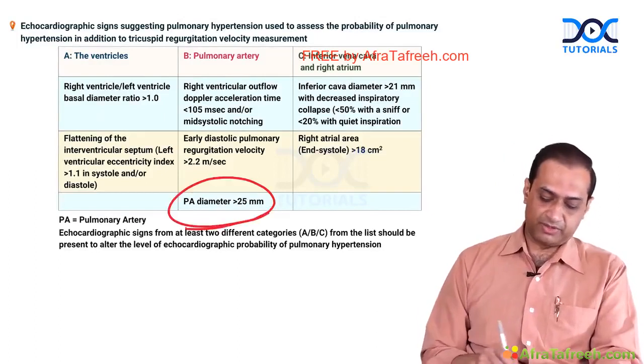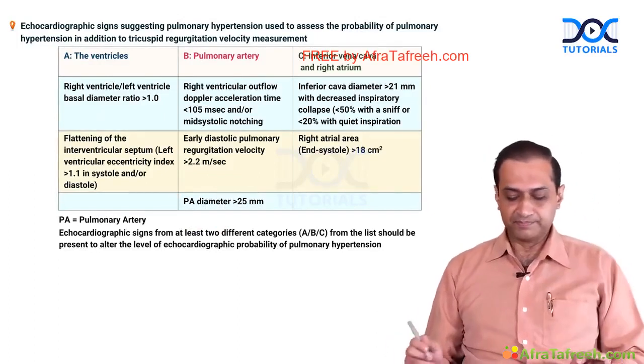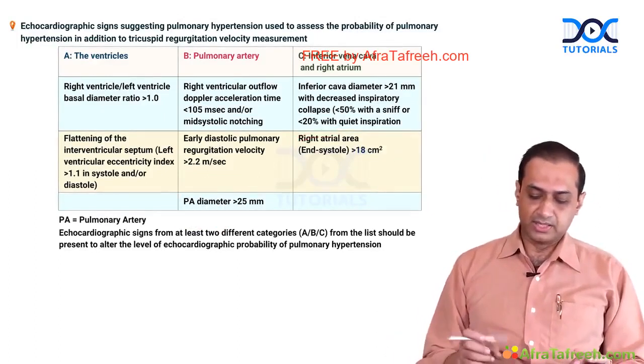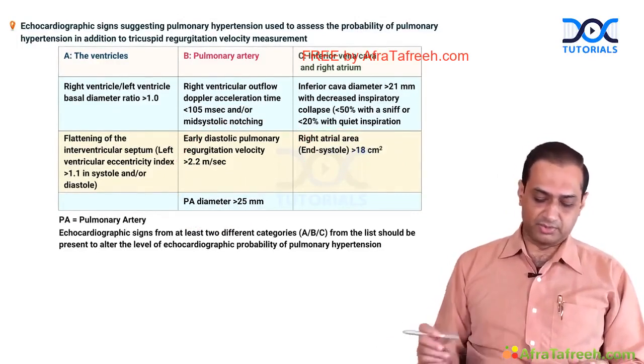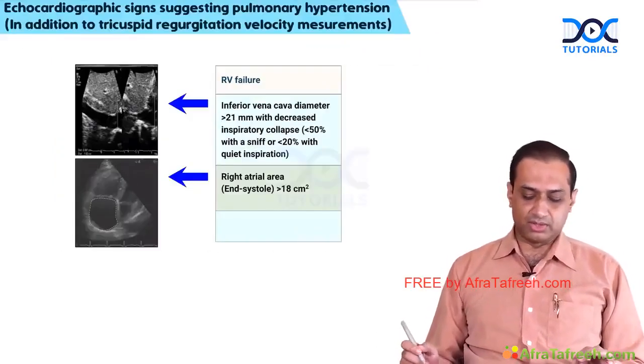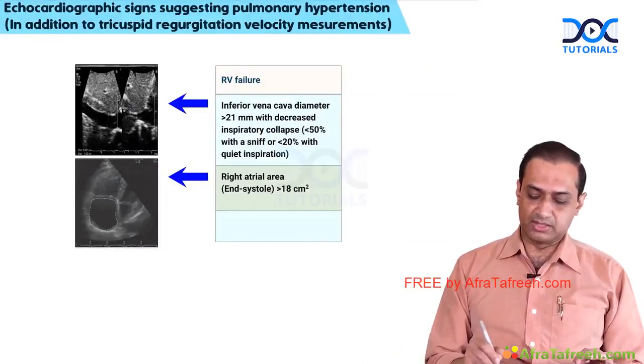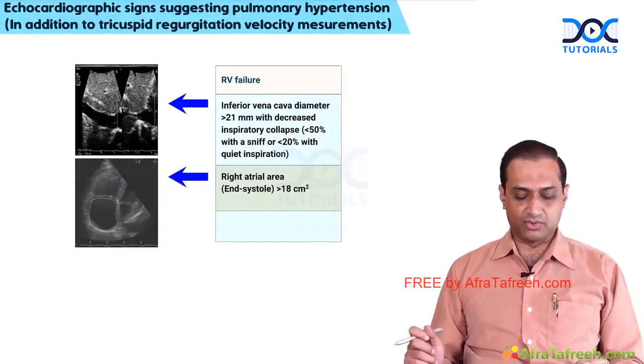PA diameter more than 25 is also an important criterion. RA area more than 18 and RV diastolic PR velocity more than 2.2. So, this is how it would look. IVC diameter is more than 21 with less than 50% collapse, and RA area more than 18 on echocardiography.